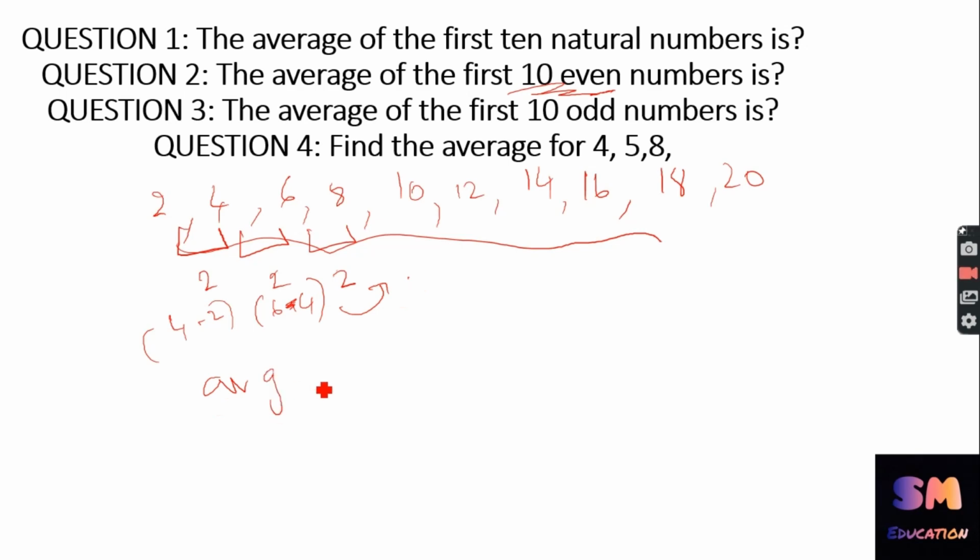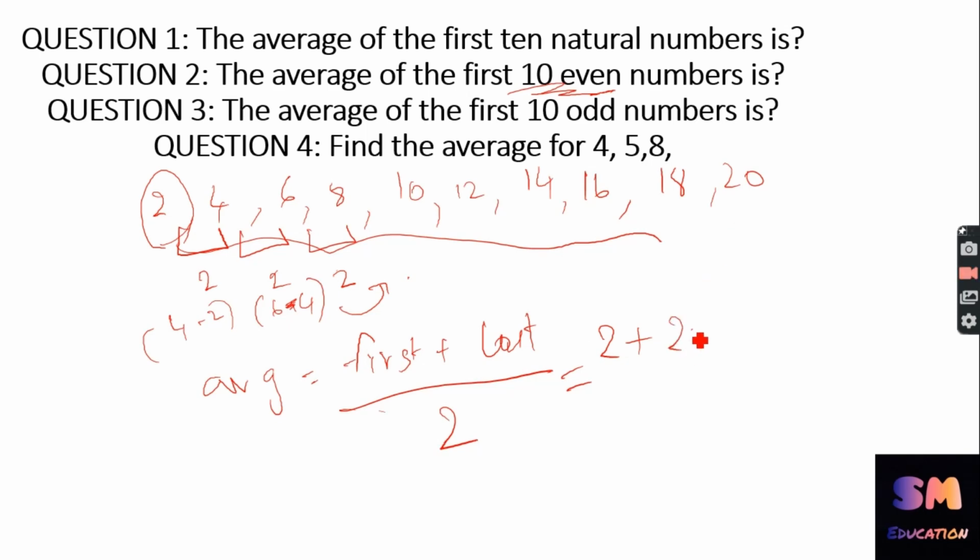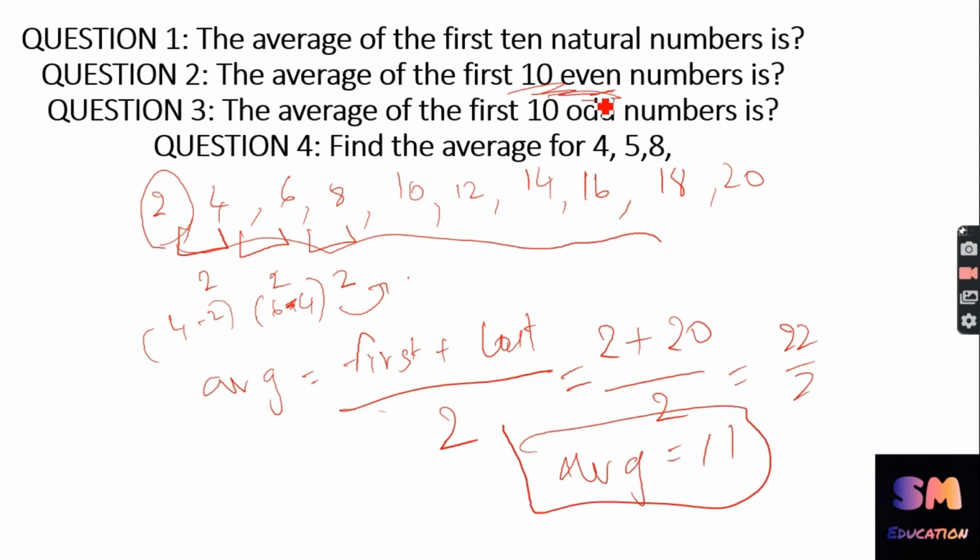What is the formula for these kinds of problems? If the common difference is the same, the average is first number plus last number divided by 2. What is the first number in the given data set? That is 2. The last number is 20, so 2 plus 20 by 2 gives 22 by 2, that is, the average is 11. So the average of first 10 even numbers is 11.